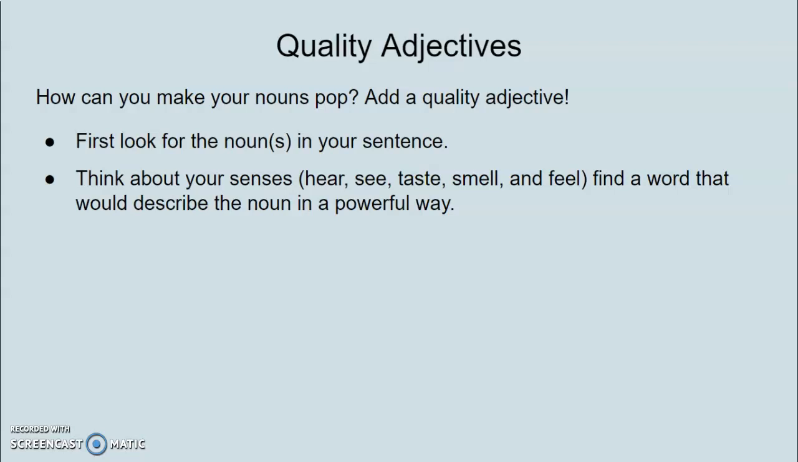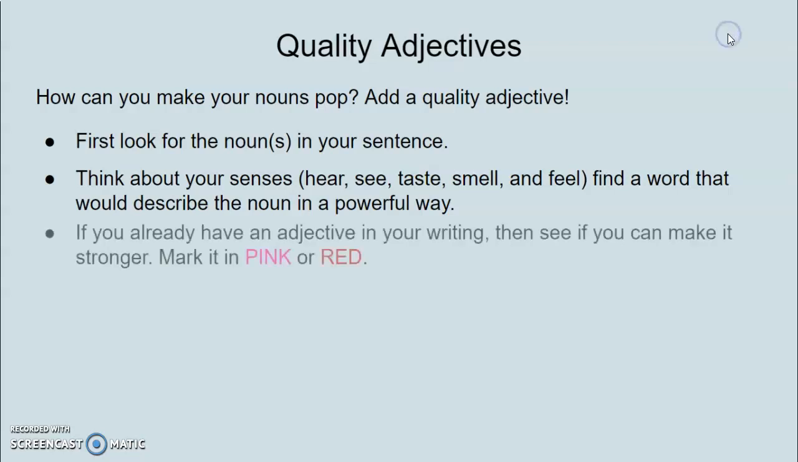They're not all going to apply, but it's going to help you at least think of a word that will make your noun more exciting. So if you already have an adjective in your writing that is exciting, or you need to add one, then do so and then mark it with pink or red. Underline it in pink or red crayon or colored pencil.